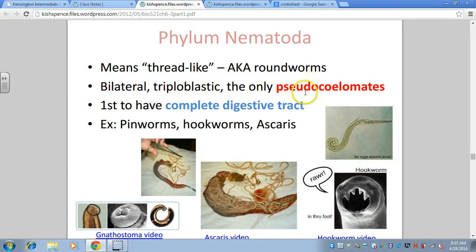These ones are the only pseudocoelomates. So they have a body cavity, but they don't have that special tissue that coats the organs. So they have a coating on the inner body wall, but they don't on the organs. So they are the only ones with a false body cavity. So a big star by them. They're also the first to have both a mouth and an anus. The first to have a complete digestive tract.